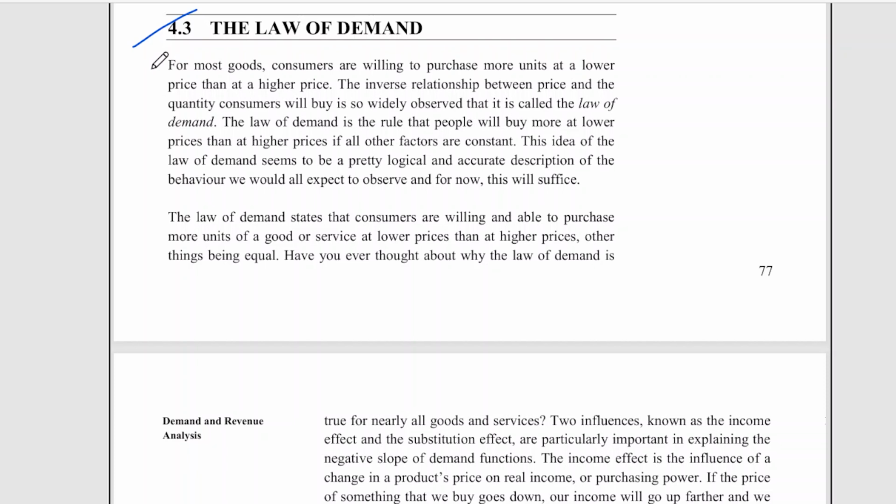What is the law of demand? For most goods, consumers are willing to purchase more units at a lower price than at a higher price. The inverse relationship between price and the quantity consumers will buy is so widely observed that it is called the law of demand. Okay, the law of demand is the rule that people will buy more at a lower price than at a higher price if all other factors are constant. This idea of the law of demand seems to be a pretty logical and accurate description of the behavior we would all expect to observe, and for now this will suffice.